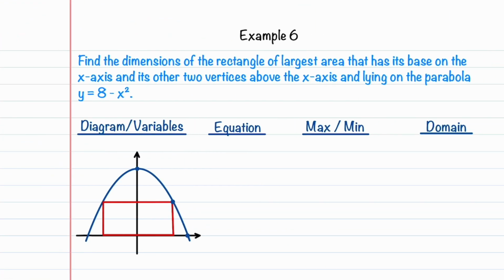In this optimization problem, we're finding the rectangle of largest area that can be drawn under a parabola. The first step in solving this problem is to read through the problem carefully and figure out what information we've been given and what we're asked to find.